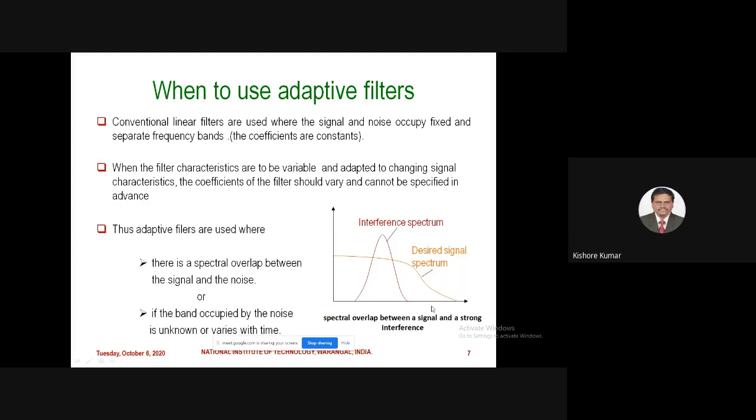Here, if you see, this is the interference spectrum and this is the desired signal spectrum. If the interference spectrum is dominating the desired signal, that is, there is a spectral overlap between signal and strong interference, then I can go for an adaptive filter. Or if the band occupied by the noise is unknown or varying with respect to time, then I can go for an adaptive filter.